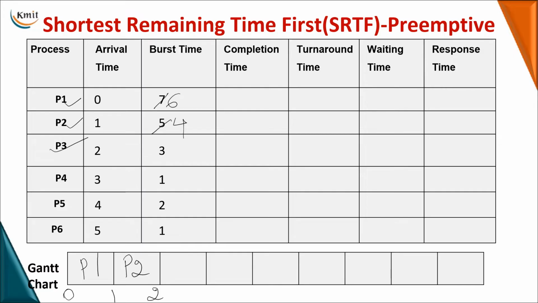Now you are at 2 milliseconds, when P3 arrives. You have 3 processes in the ready queue, and you check their burst times. Whichever has the least will be allotted the CPU. So P3, and you execute it for 1 millisecond, and this reduces to 2.